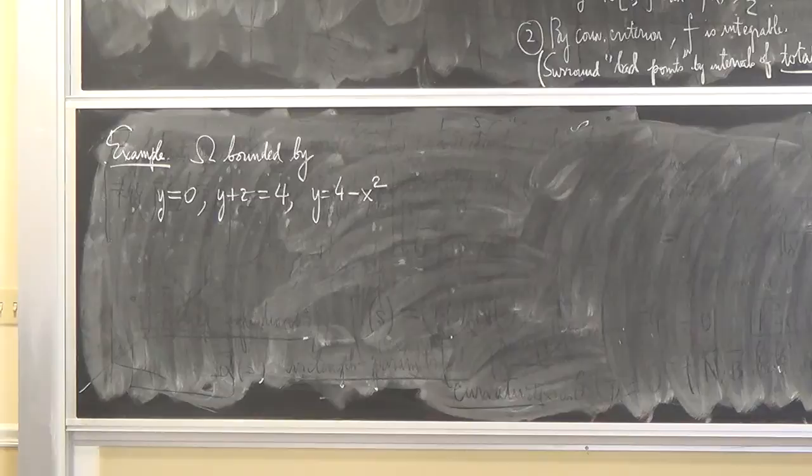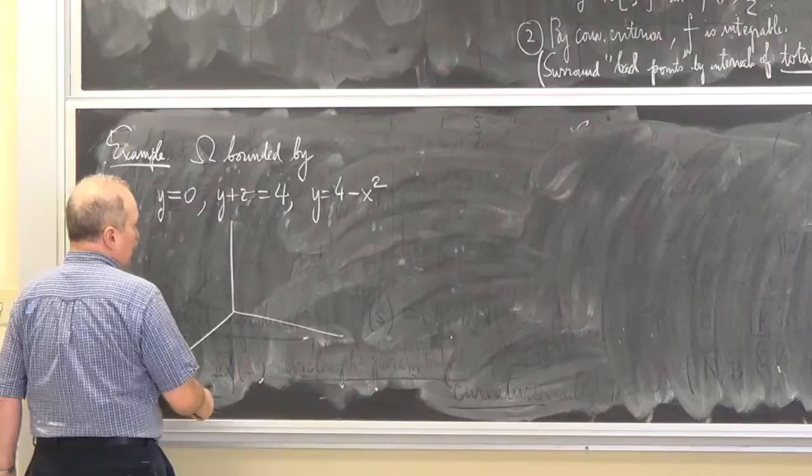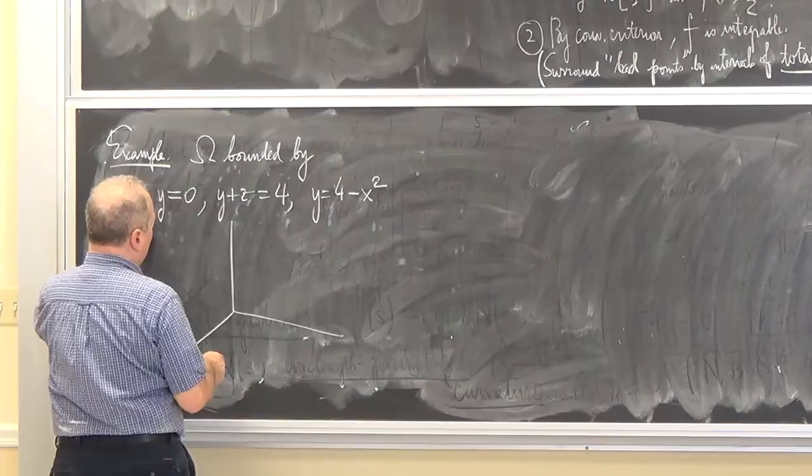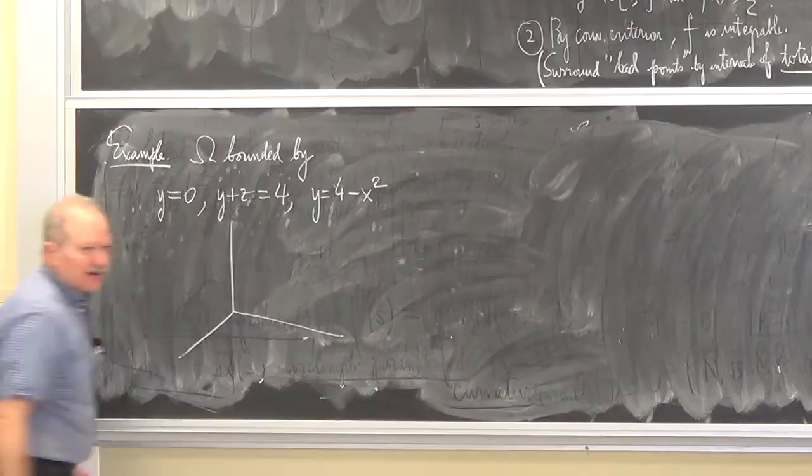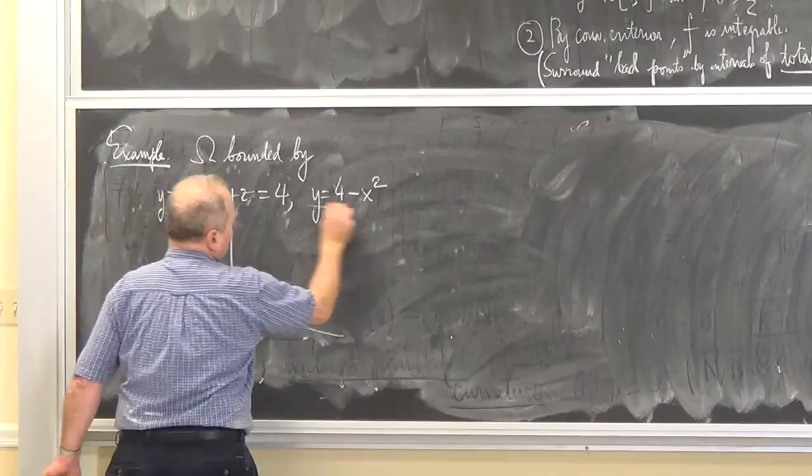And I believe we can draw our usual picture for this and we'll be okay. So y equals 0, y plus z equals 4, so if I want to find a finite region, it's going to have to be to the right of y equals 0. It's going to be the stuff this way. Where's y equals 4 minus x squared? How do I draw that? It's an upside down parabola.